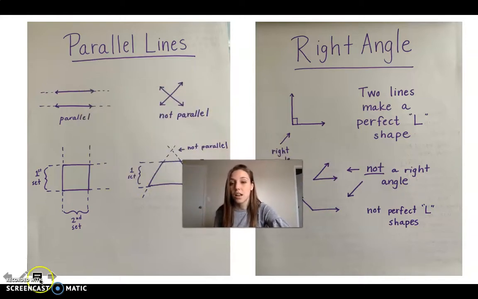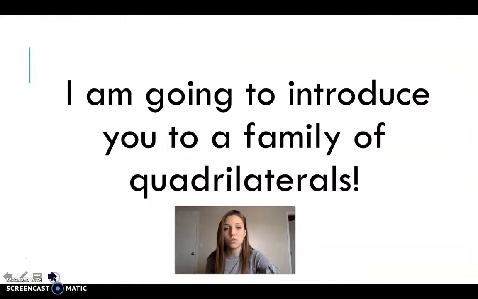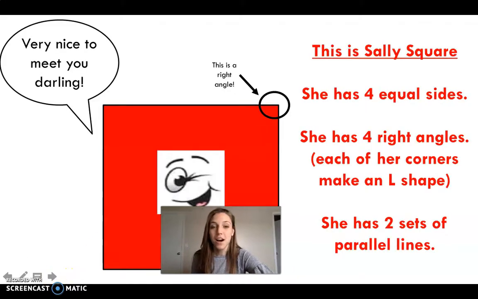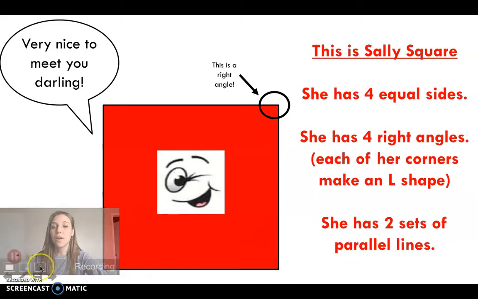Now we are going to go on and I'm going to introduce you to our family of quadrilaterals. The first member of our family is Sally Square. She has 4 equal sides. If you look at all 4 of her sides right here, she has 4 equal sides. They're all the same length. And she has 4 right angles, which means each of her corners makes that perfect L shape.